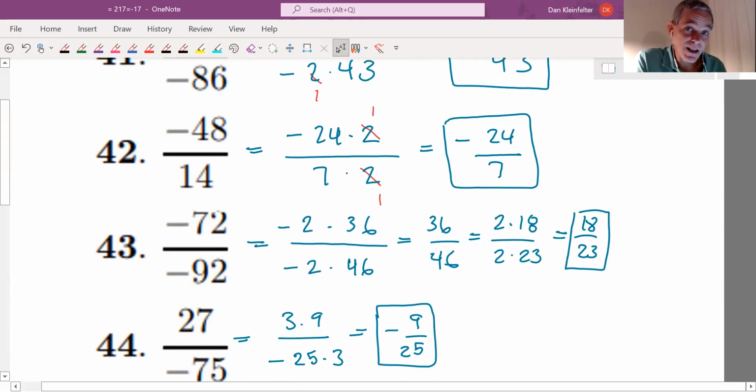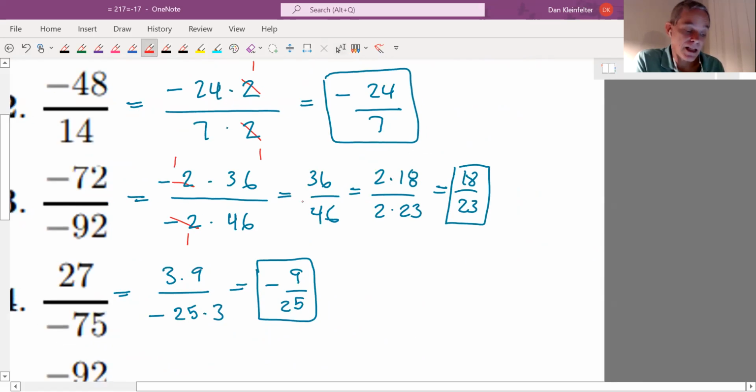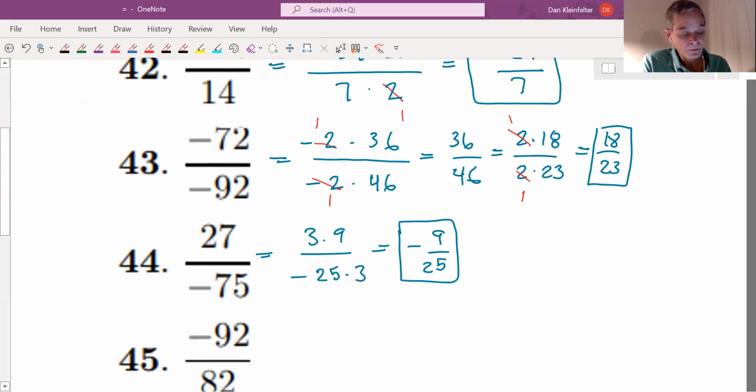Okay, number 43 was kind of fun and interesting because both the numerator and denominator were negative. So I split negative 72 as negative 2 times 36. And then negative 92 as negative 2 times 46. Then I divided the numerator and denominator both by negative 2, leaving us with 36 over 46. Then I realized that 36 over 46, both of those are even, so we're able to divide out a common factor of 2, leaving us with 18/23.